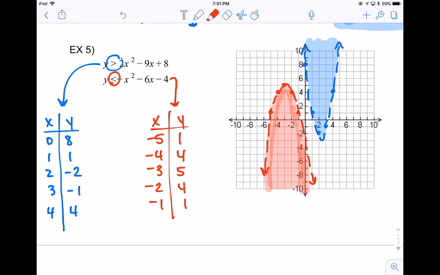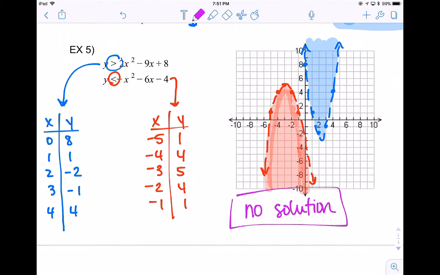Now if you notice, none of the shading overlaps. And if none of the shading overlaps, that means they have no points in common, which means there is no solution. So this is going to be the only time that we actually have an answer that's not represented on our graph. When the shading does not overlap, you need to write out no solution as your answer. Otherwise, just color the shading in darkest where it does overlap.